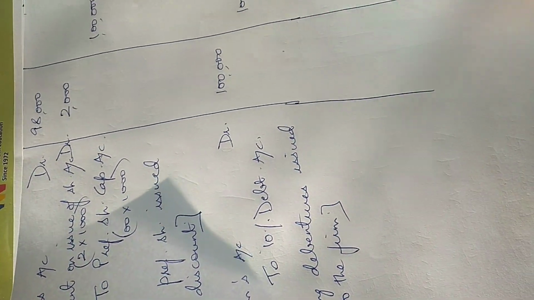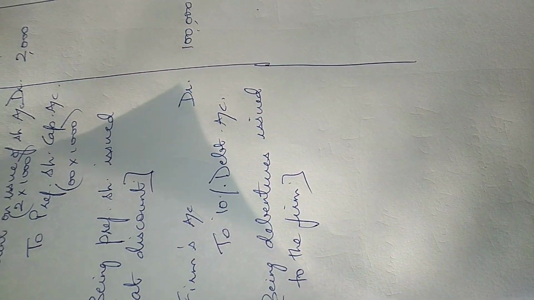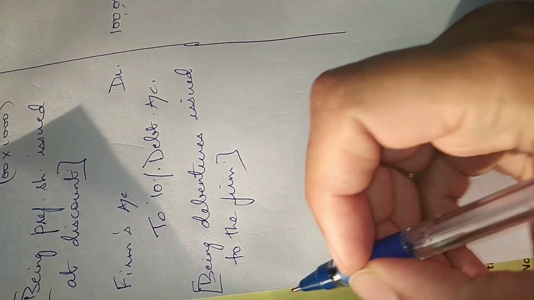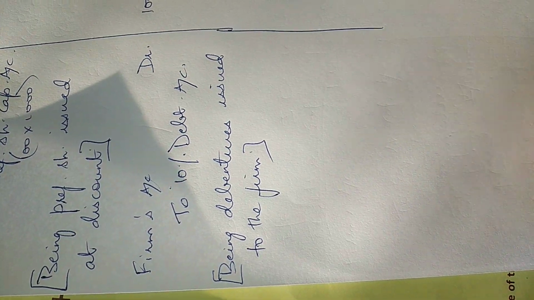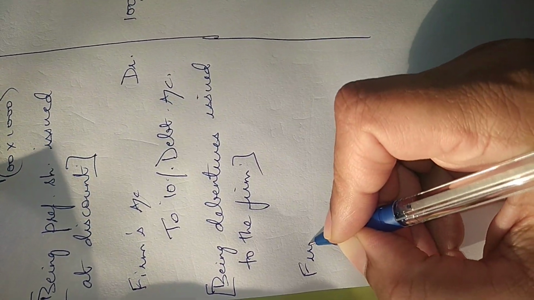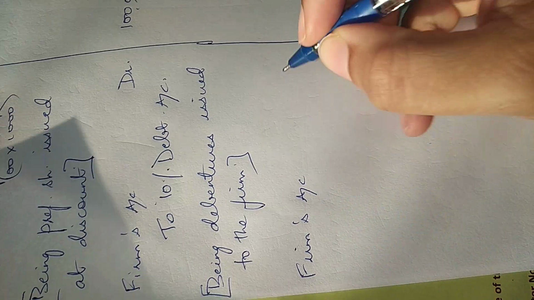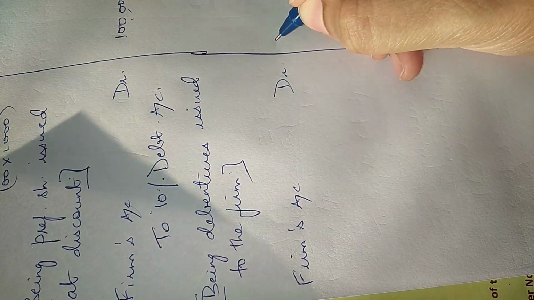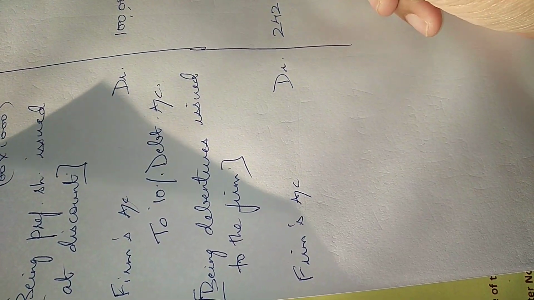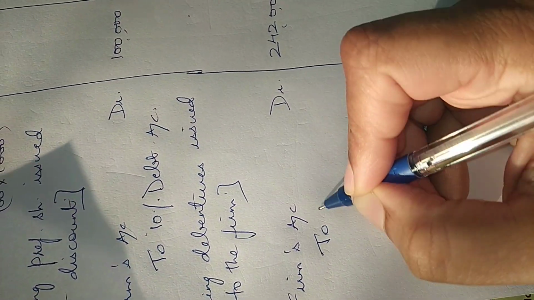Next, we also have given them cash. I told you in the previous question, cash will always be taken as bank because you don't know whether you have extra money or you are going to be taking it as an OD from the bank. So we'll always take the cash amount as bank amount. Therefore, firm's account debited. This is for the cash which we have given, 2,42,000 to bank account.